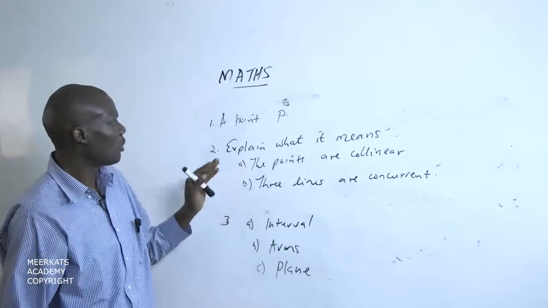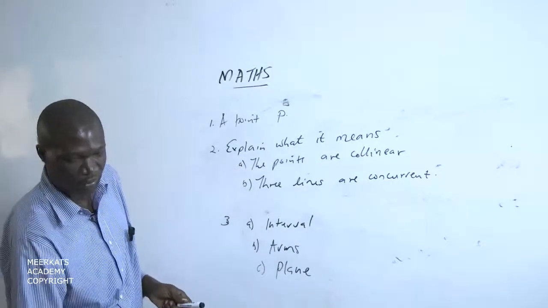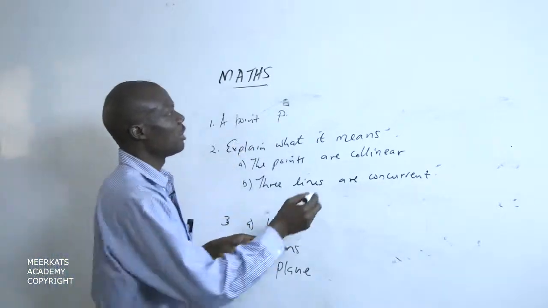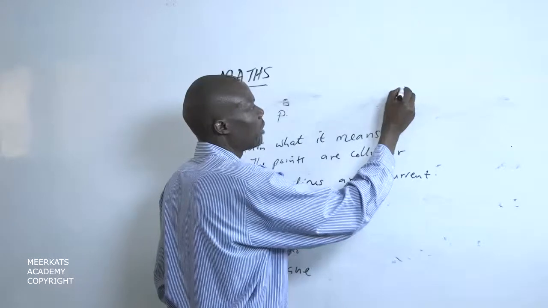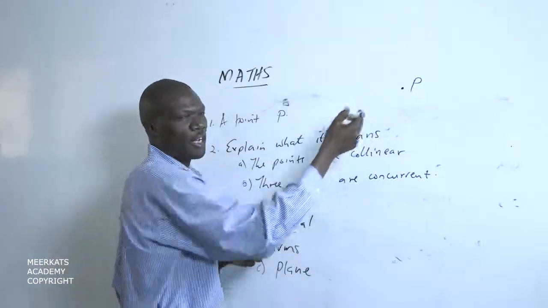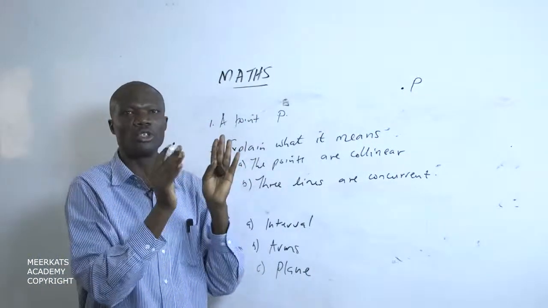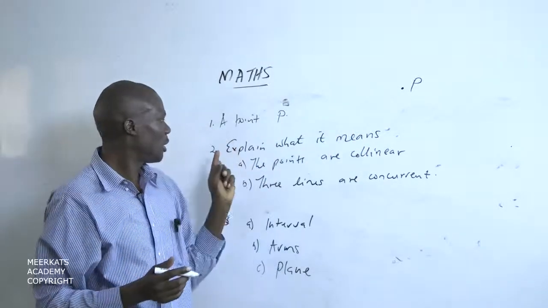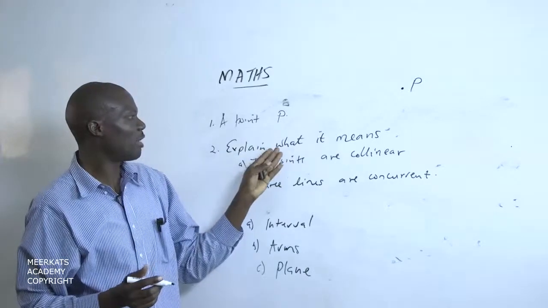So you will notice the following. To illustrate a point, we shall simply show a point by a dot and a capital letter. So we have been able to show that we have a point. The second part, explain what it means.